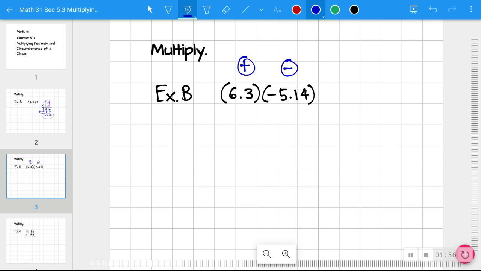Okay, this next one here is a positive number times a negative number. And you know from previous lessons that that's just a negative answer. We'll need to remember that later. All right, we do it without the negative signs, and we ignore the decimals for now.